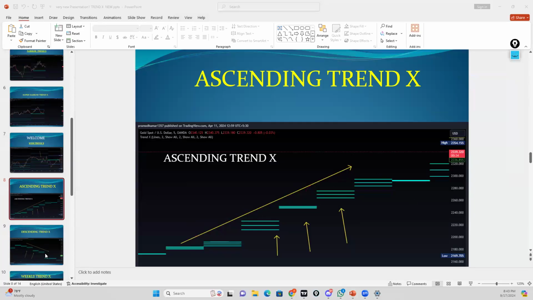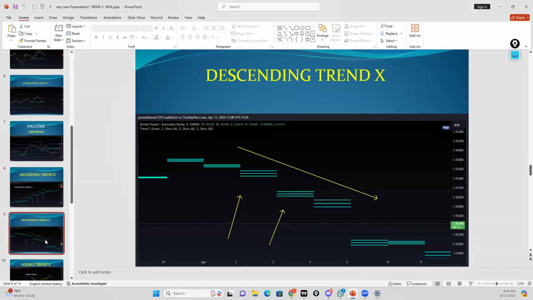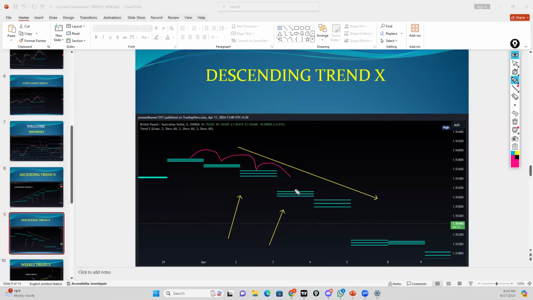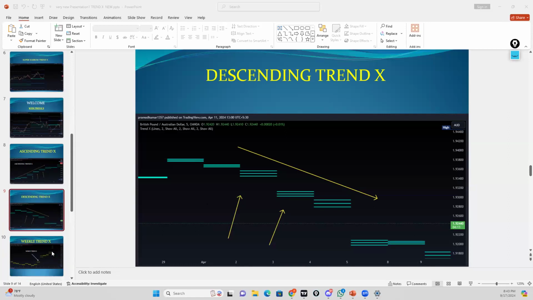Okay. So when it comes to a downtrend, it will be exactly the opposite. So here it will be a downtrend. Okay. So here we have one catch. I'll just show you. This is how the daily trend X looks. So I'm just hiding the candles and showing you guys.